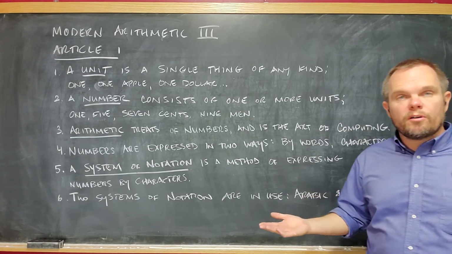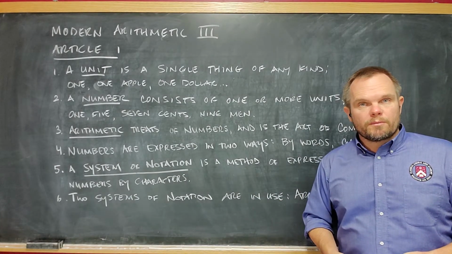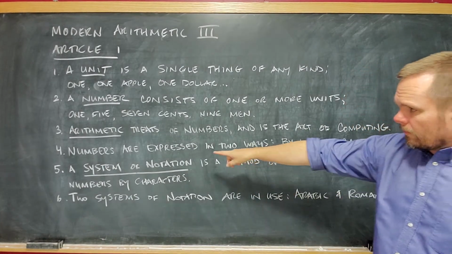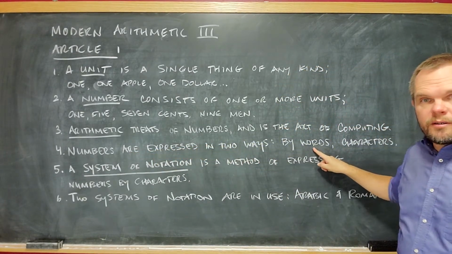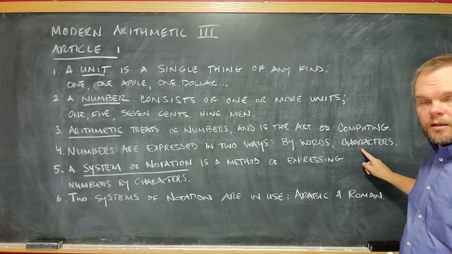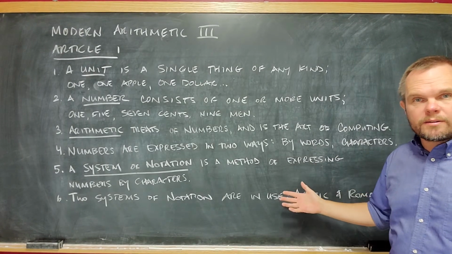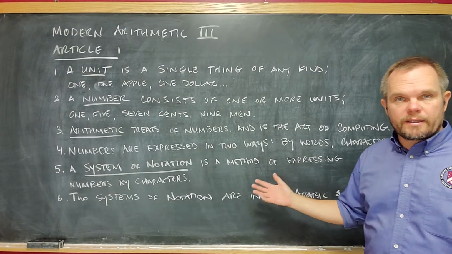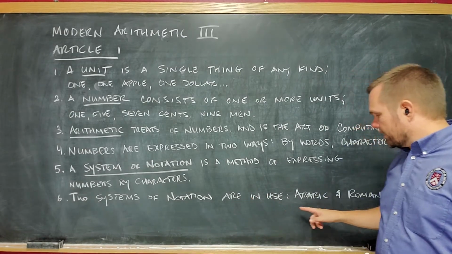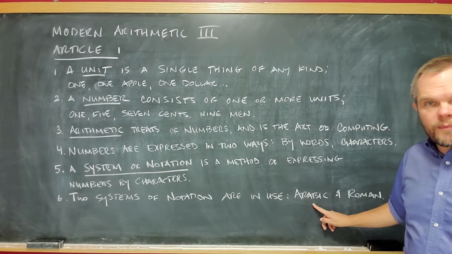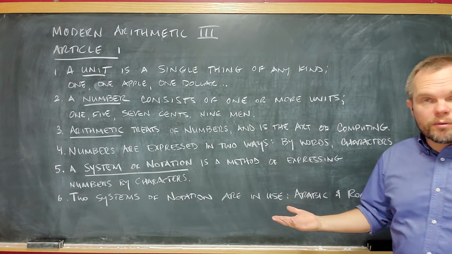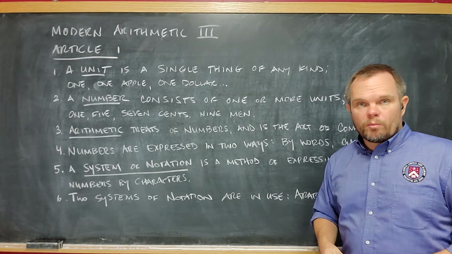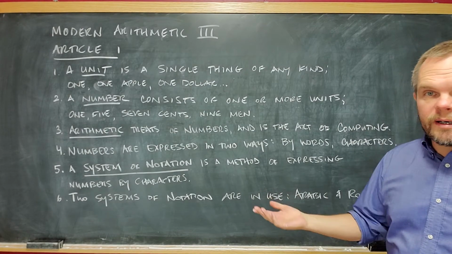So we have to learn both of these systems because we want to be able to express numbers by words and by characters, but there's 2 different ways to express numbers by characters. We can use the Arabic system or the Roman system. And we use both all the time when we study arithmetic or write numbers.